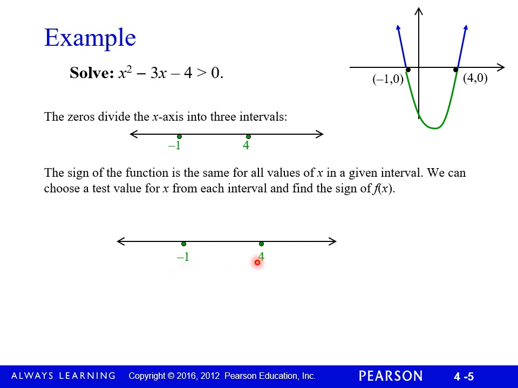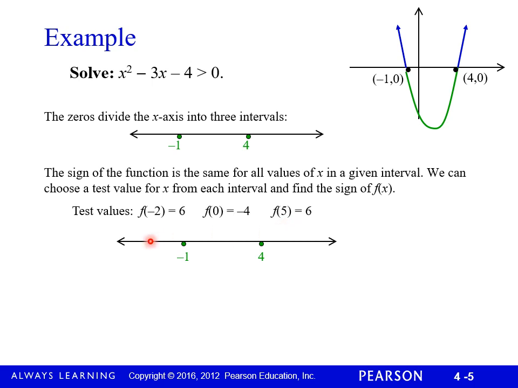Between -1 and 4, we could pick 0, we could put -1/2, we could put 0, 1, 2, 3. Usually it's a good idea to pick an integer value. And if 0 is in your interval, pick that one because that usually makes it really easy to solve. And in the last interval, we're going from 4 to infinity. So we could pick any value we want. We could pick 4. I'm sorry, we can't pick 4 because that's an endpoint. But we could pick 5, 6, 7, 10, whatever. Okay? So we want to pick a value in each of these.